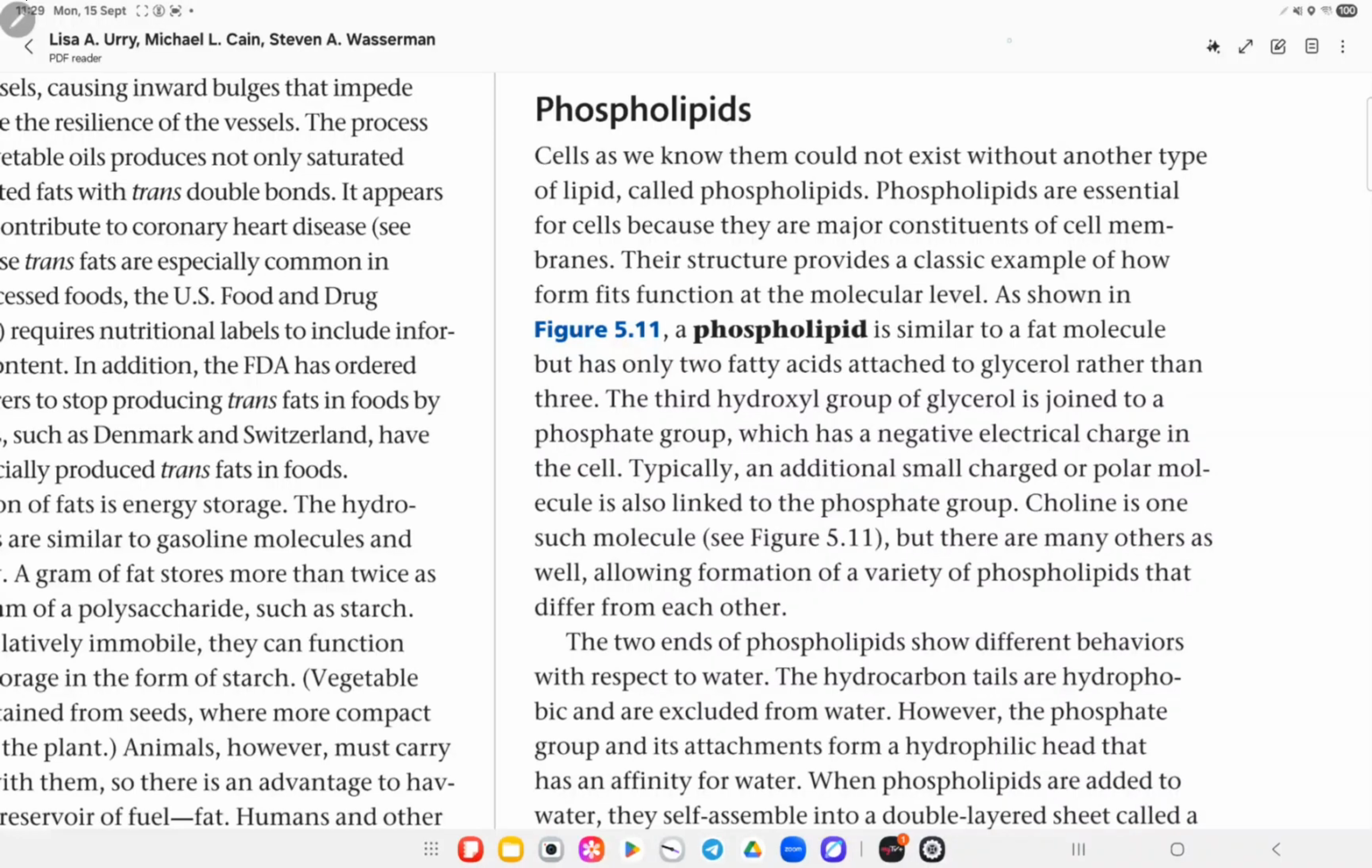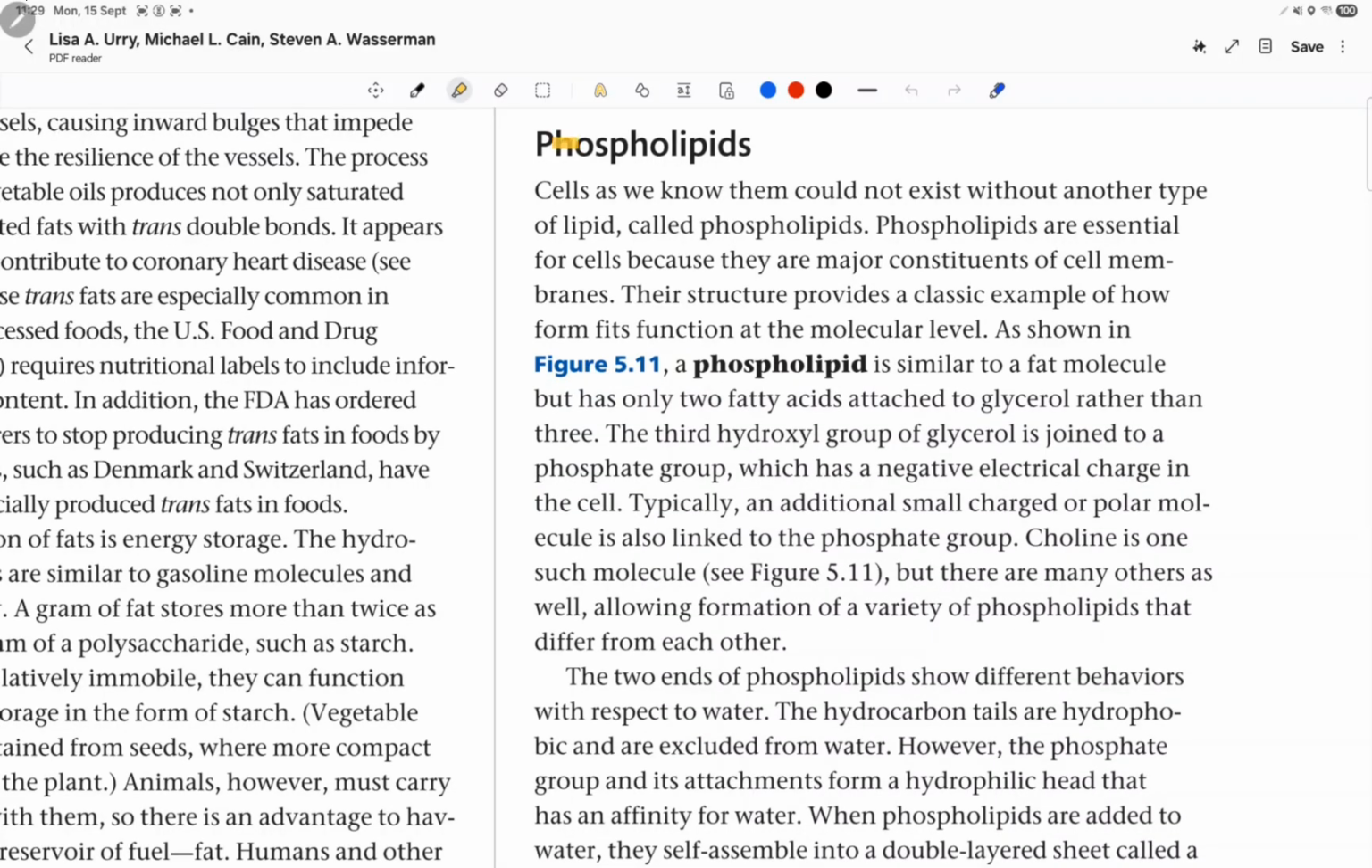All right, so phospholipids are going to be a type of lipid, and they will be basically found across the cell membrane in order to regulate what's entering the cell and what's leaving the cell.